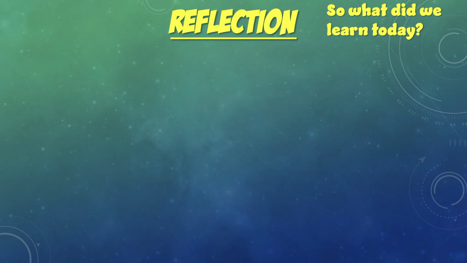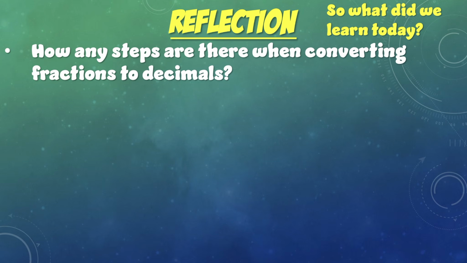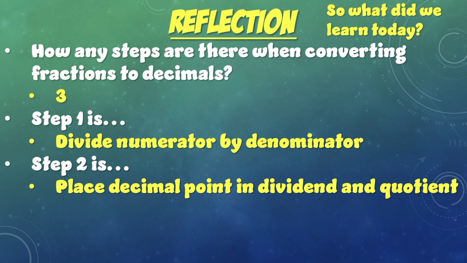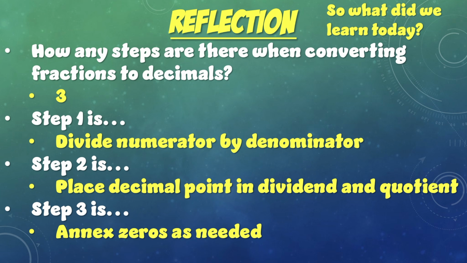So, let's reflect on what we've learned today. How many steps are there when converting fractions to decimals? There are 3 steps. Step 1 is to divide the numerator by the denominator. Step 2, place the decimal point in the dividend and the quotient. Remember, those decimal points need to be lined up. And step 3 is to annex zeros as needed. Remember, annexing zeros just means that you're putting zeros to the right of the decimal point as placeholders.